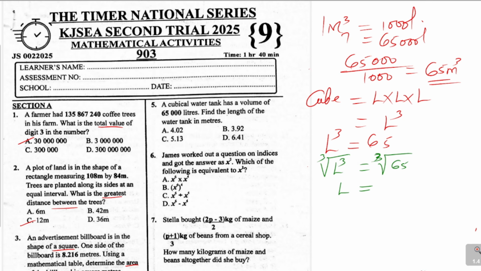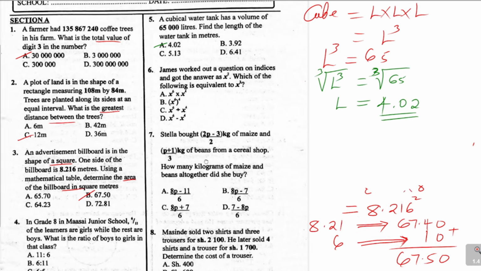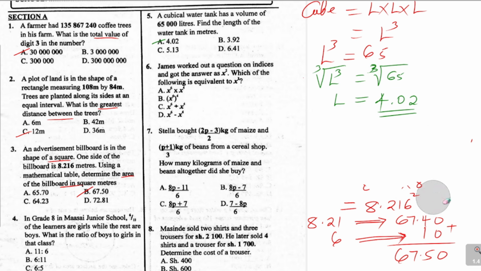So the cube root, you press shift, then x cubed, then insert 65 there. So this one gives you 4.02 as the solution. So that is correct to 2 decimal places. That is how you get the length, by simply getting the cube root of 65. We go to question 6.